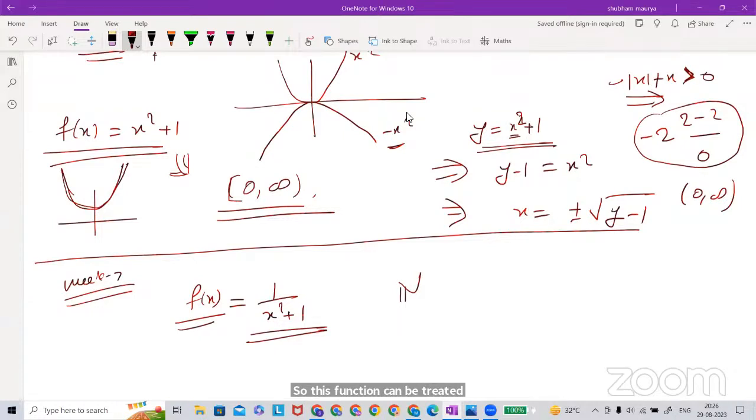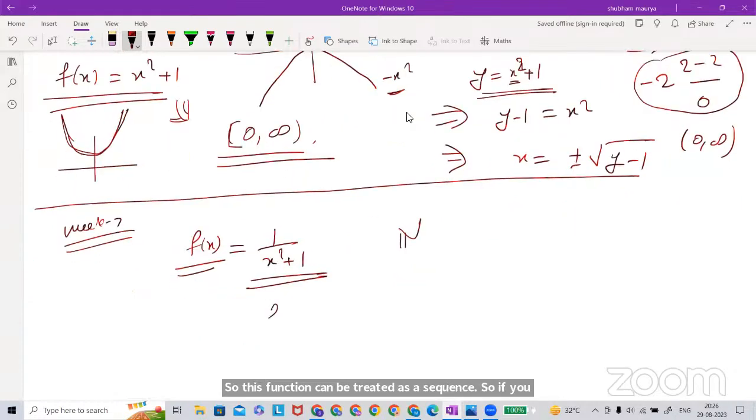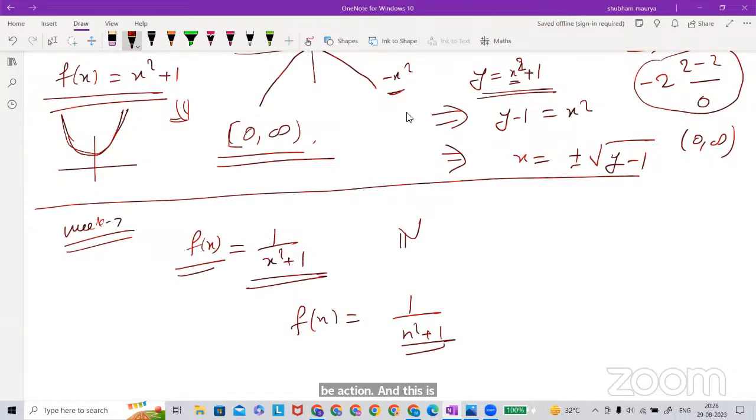So in place of x, you can write fn is equal to 1 upon n square plus 1, where n is a natural number. Now you see that this has been changed into the form of a sequence. A sequence is nothing but a function whose domain is fixed, which is the natural numbers. But the output, which is the codomain, can be anything. It could be real numbers, integers, or some subset of the real numbers.